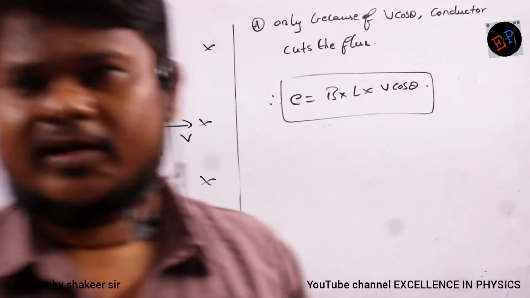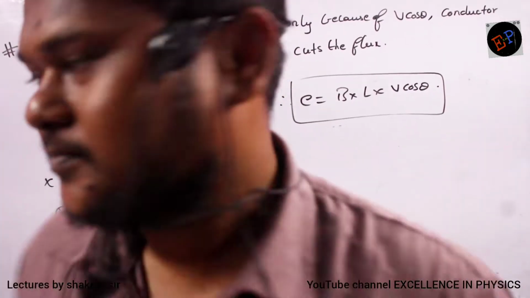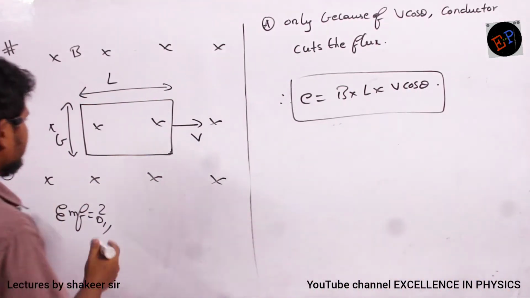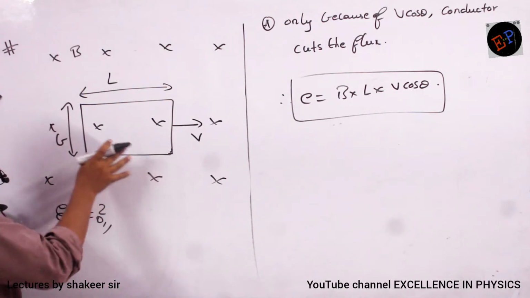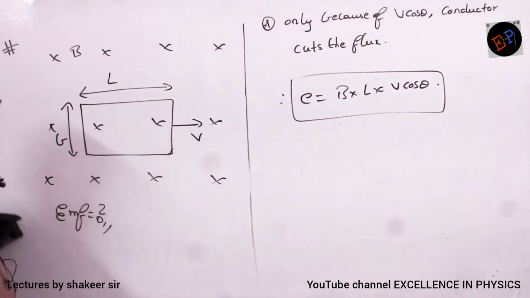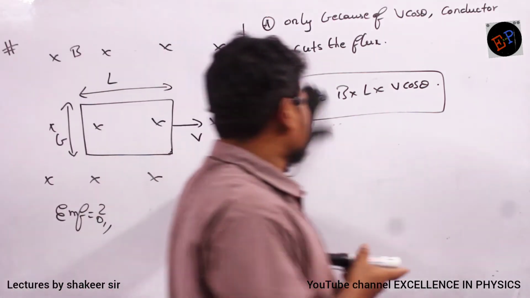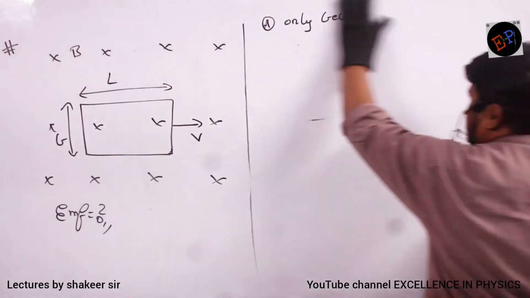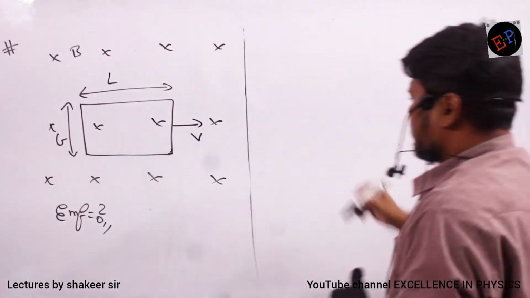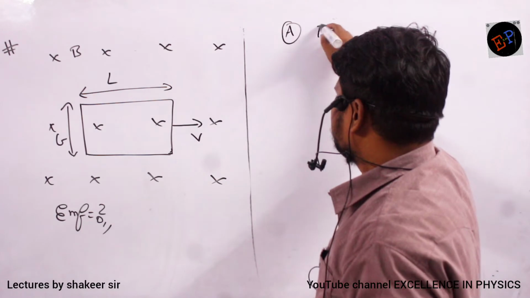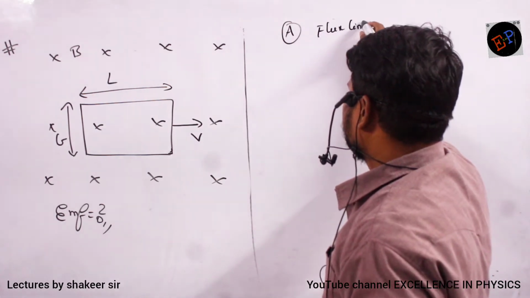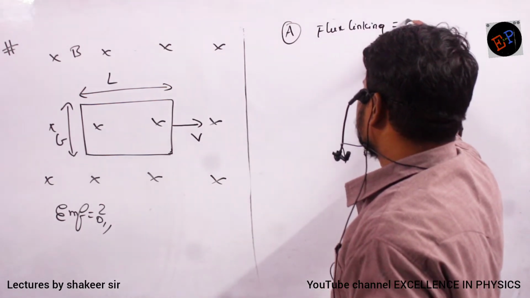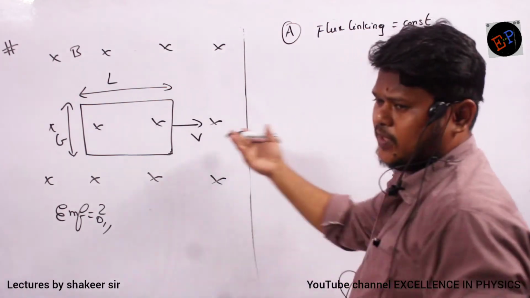Think very carefully and try to see. See here, this is a coil moving in a uniform magnetic field with a velocity. In the morning class, what we discussed is that flux linking is constant.